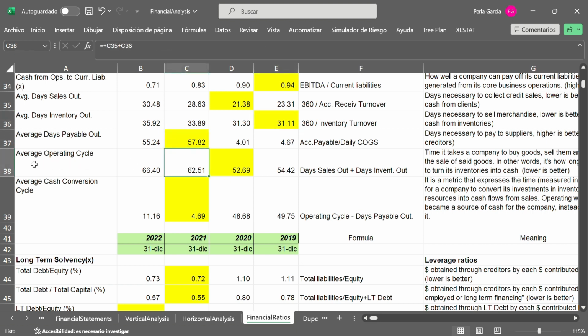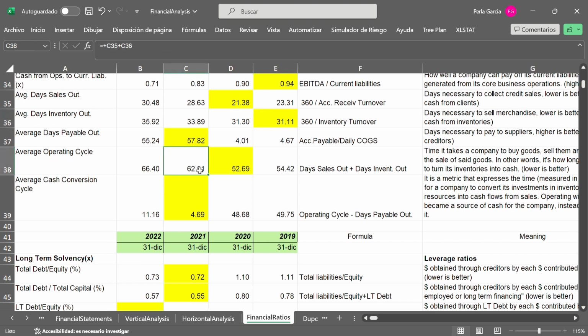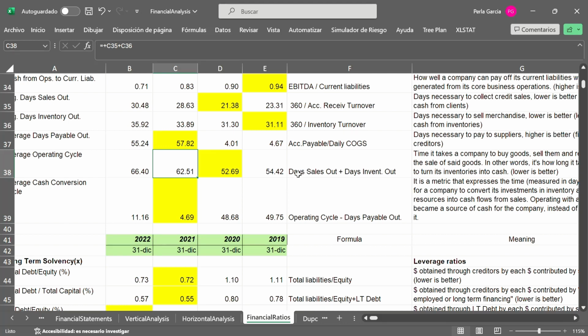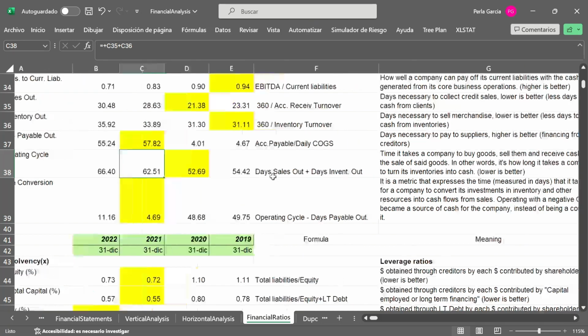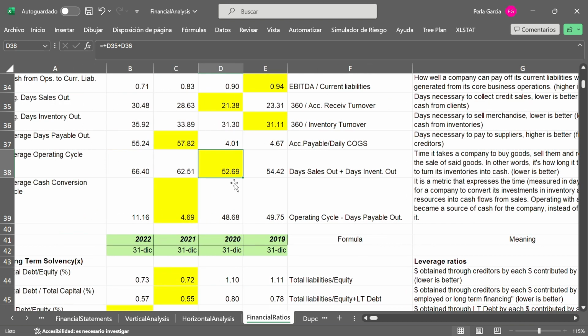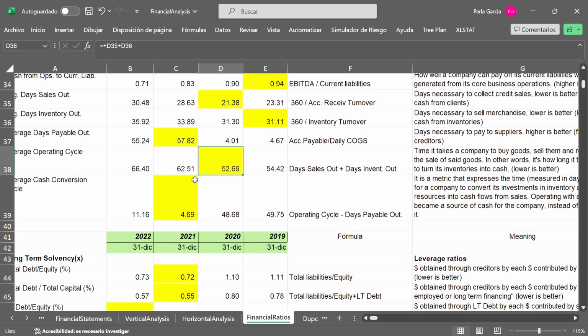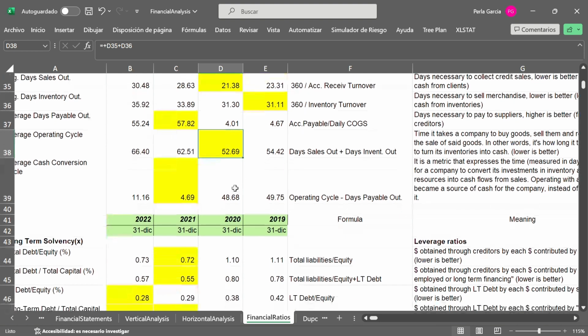And then the average operating cycle is the summation of the days sales outstanding and the days inventory outstanding. So lower is better. So we can show that it is 52.69, the time it takes the company to buy goods and to sell.